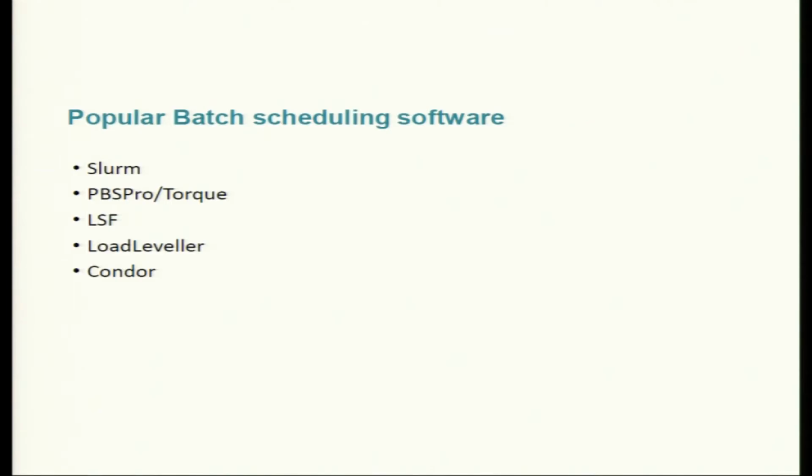These are some of the well-known or widely used resource or scheduling software. Slurm is one of the most widely used. If we see the top 500 supercomputers, 60% of them are using Slurm as a resource manager. Then PBS Pro, which is the professional version of PBS, portable batch system, and there is an open source version of it, which is called Torque.